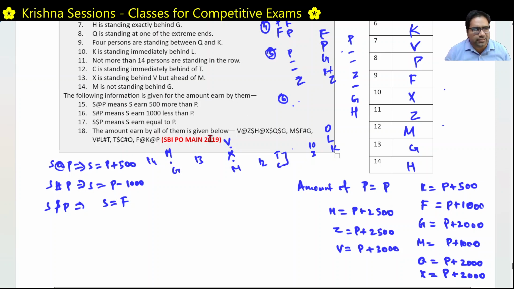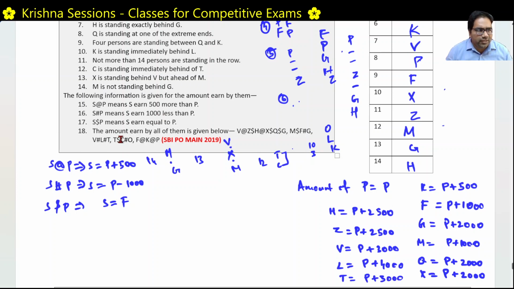This set is done. V hash L. What does that mean? V is 1000 less than L. That means L is V plus 1000, so L is equal to P plus 4000. Similarly, L hash T means L is 1000 less than T. T is L plus 1000. So T is equal to P plus 5000. This set is also done.